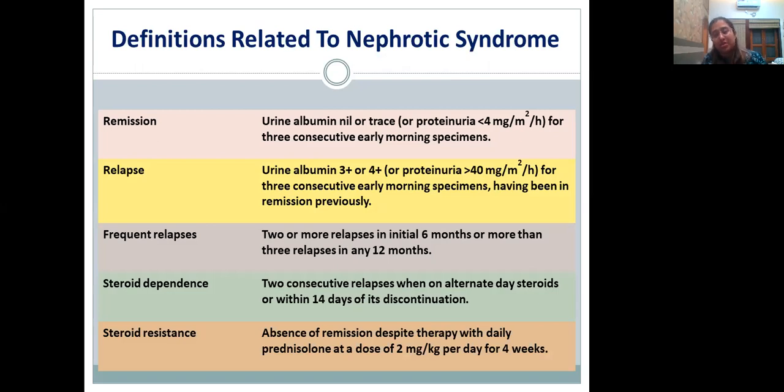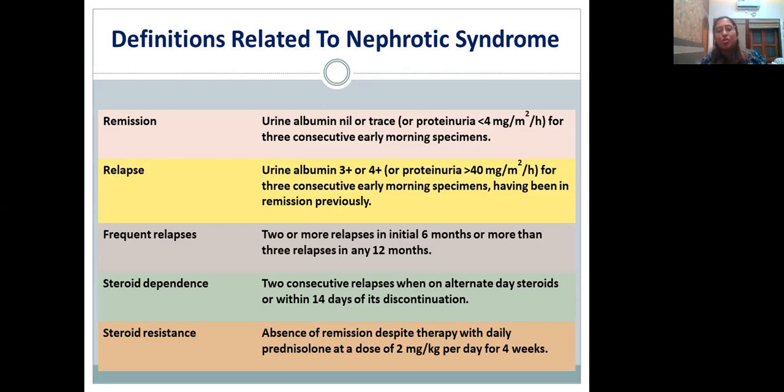A child who has already achieved remission, that is urine albumin nil or trace previously, suddenly starts to have urine albumin 3 plus or 4 plus for 3 consecutive morning samples. Then coming to frequent relapses. Frequent relapses is when 2 or more relapses have occurred in the initial 6 months, or more than 3 relapses in any 12 months. So if the first episode has occurred in January, and then 2 or more relapses occur by July, or in an entire year there have already been 3 episodes of relapses, then that is known as frequent relapses.